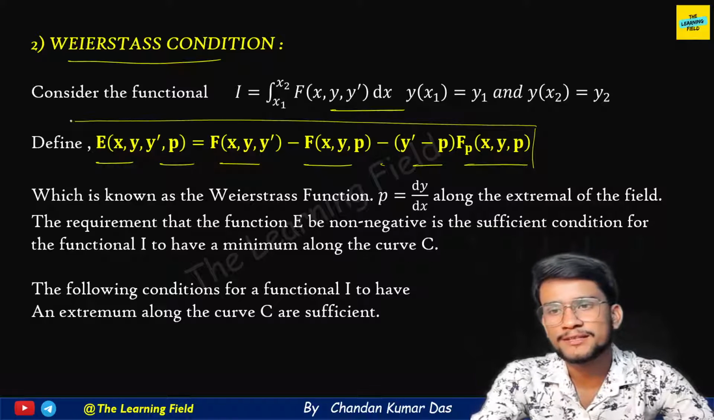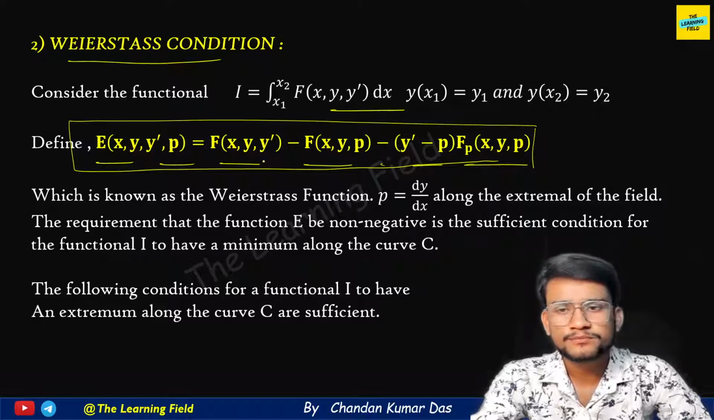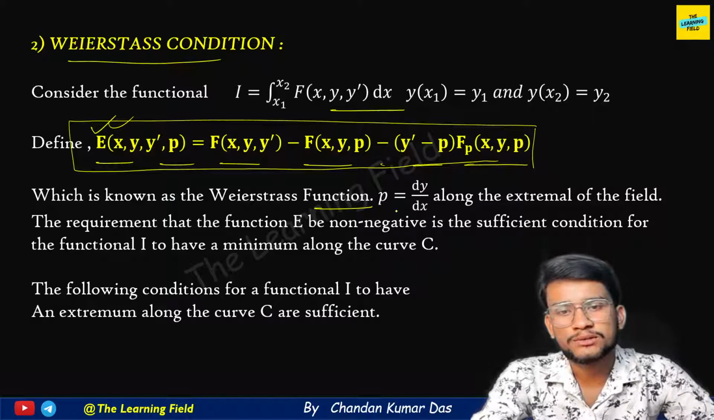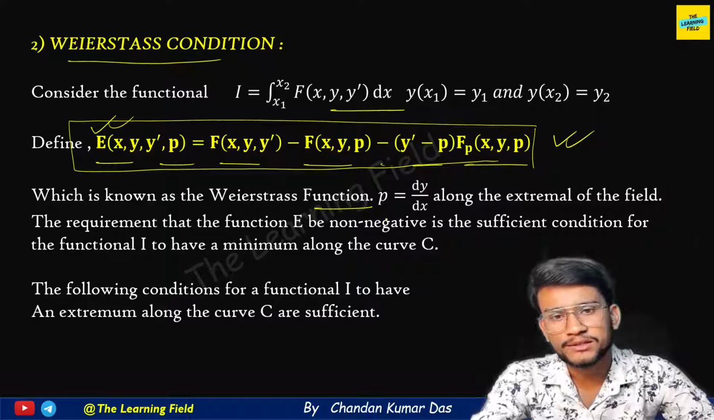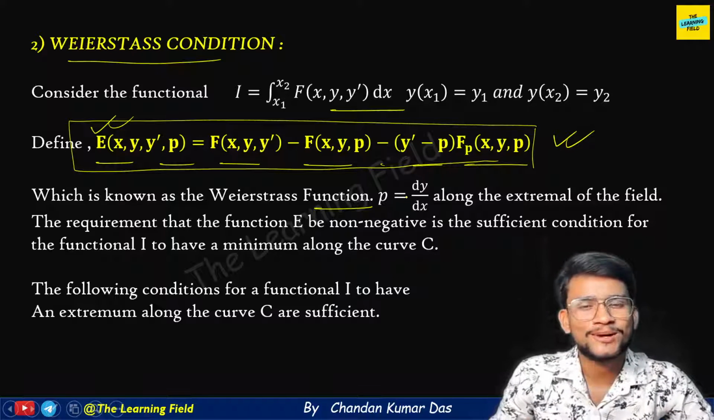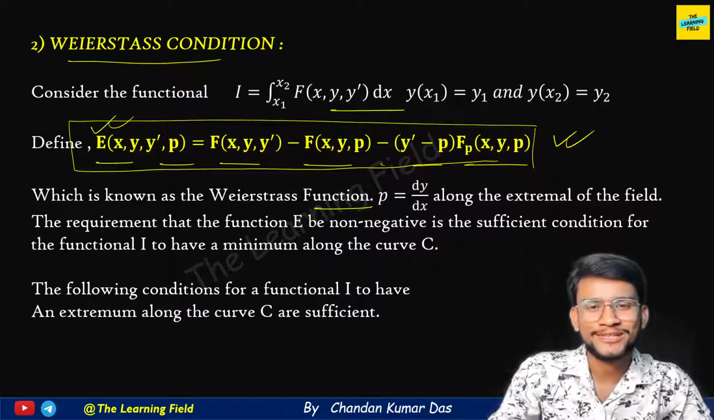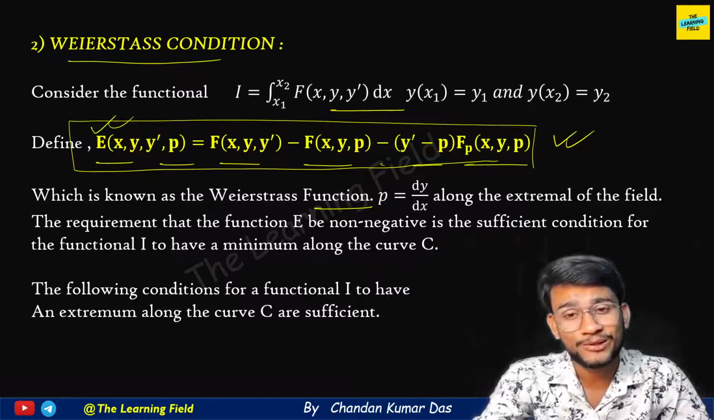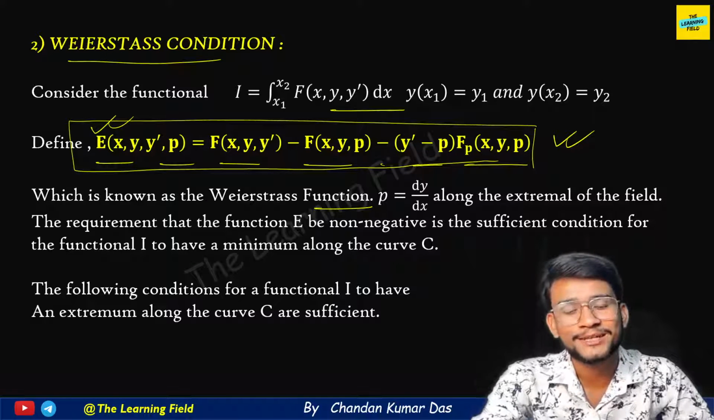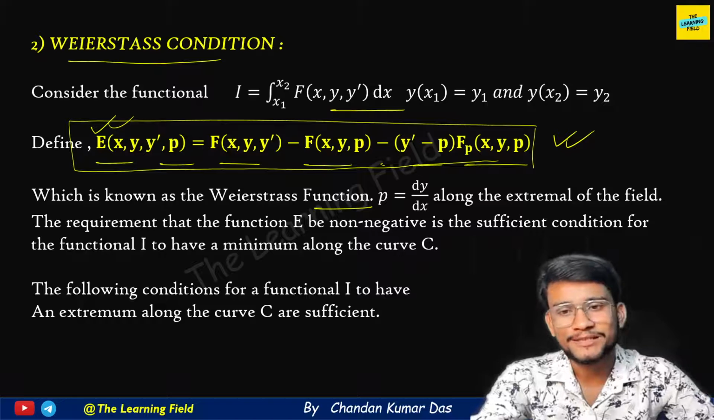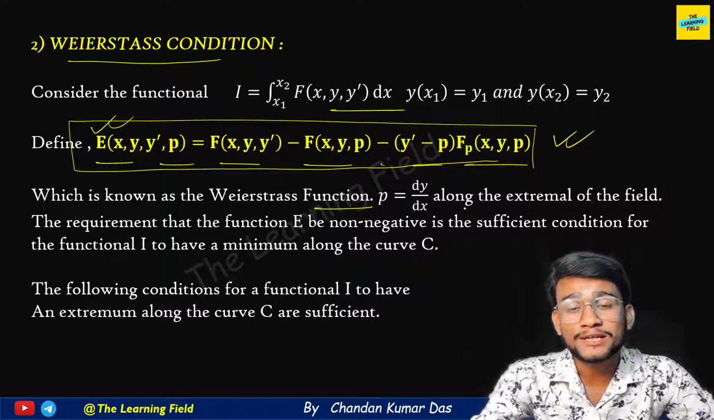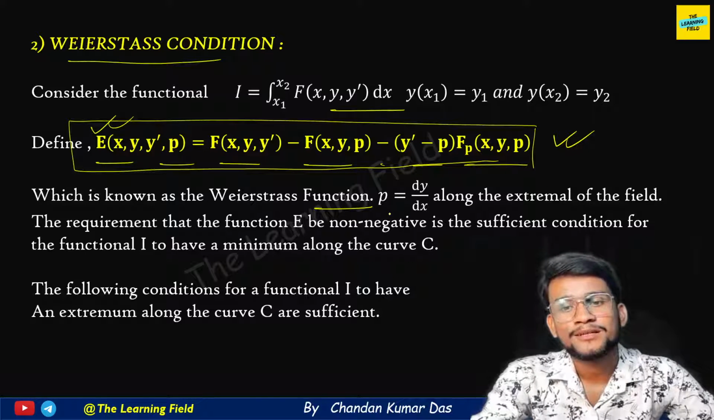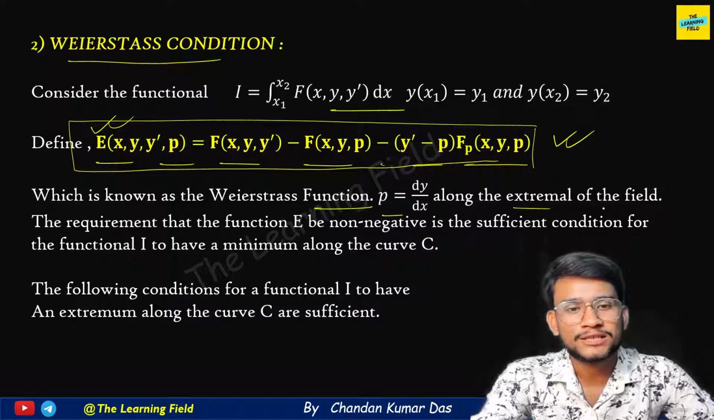Remember this formula, or this E equation, as you can say. This is known as the Weierstrass function. There are lots of stories here, so I discarded that part, because if we want to discuss the whole concept, this video is going to be very long. That's why we skip that part and just take the term E. How E comes involves a long story and long calculations, so we skip that. P equals dy/dx along the extremal of the field.